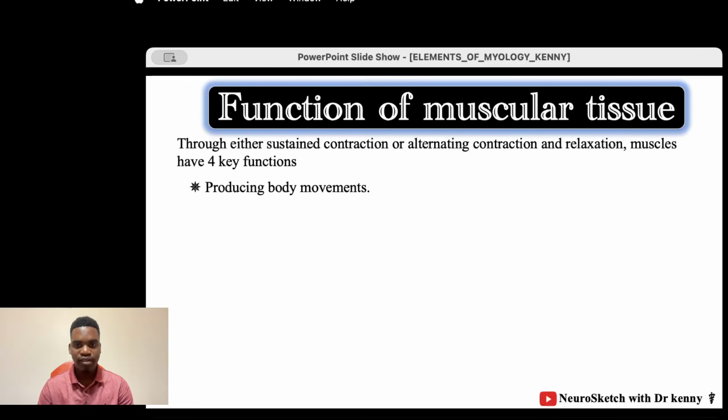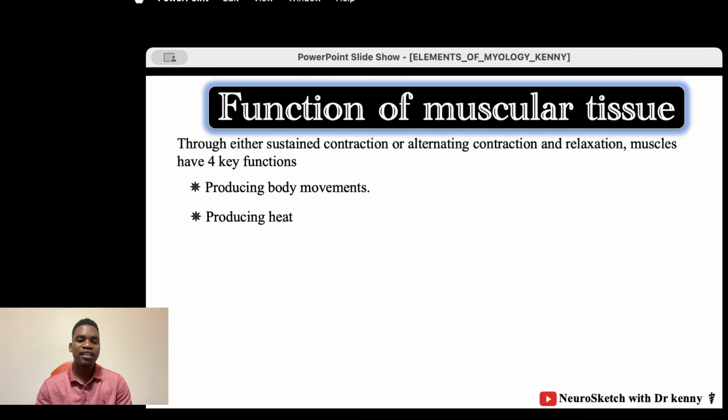The movements can be movements of the whole body, like walking from place to place or running from here to there. But we can also have movements of different parts of the body, for example raising the arm when you want to take a cup of tea. All these are movements, and that does not need further explanation.